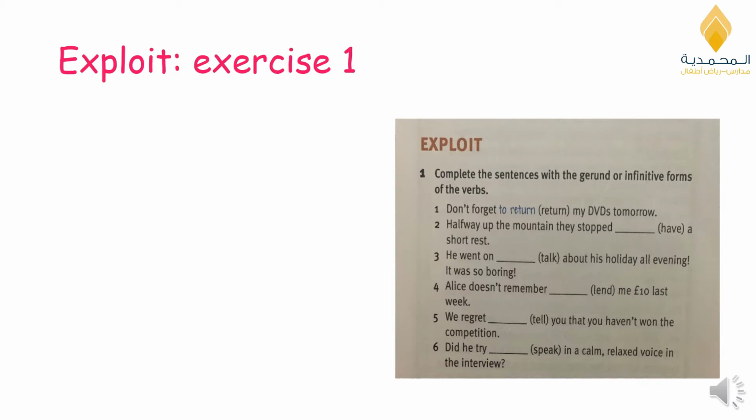Halfway up the mountain they stopped to have a short rest. Why did we say to have? Because we're talking about something that happened at the moment of speaking. Number 3, he went on to talk or talking about his holiday all evening. It was so boring. For sure, we have to use the ing form, talking.